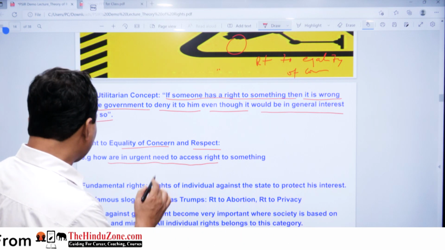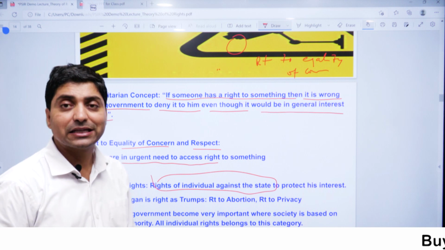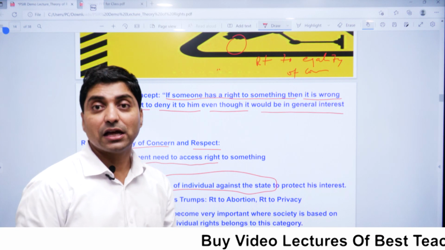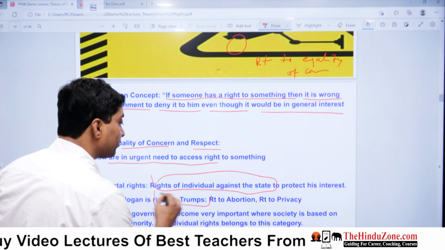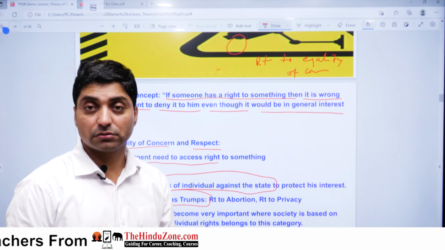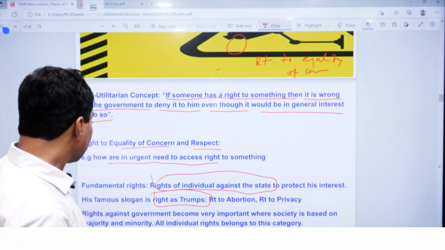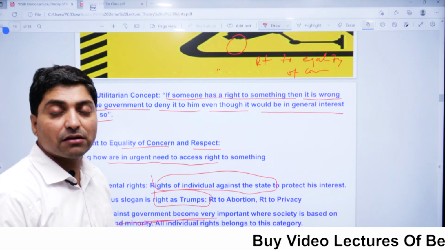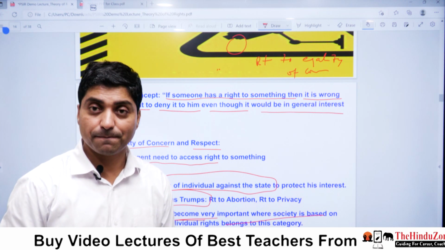And he said also that there should be some rights against the state, to protect one's interest, right? And that he called fundamental right. There are some rights that should be fundamental. And he gave the slogan that right is trump. He said right is good for the society, like right to abortion, right to privacy. And he said, right against government is very important, because the society is based on majority and minority.